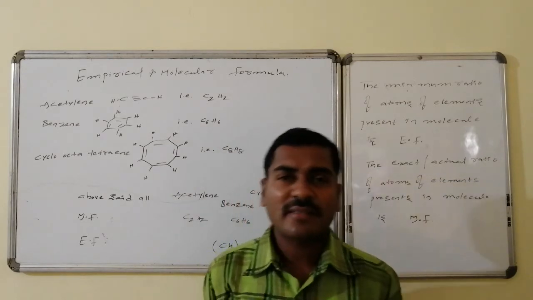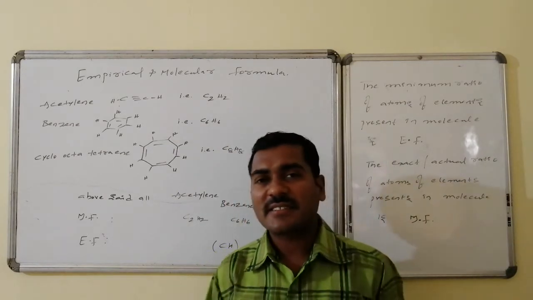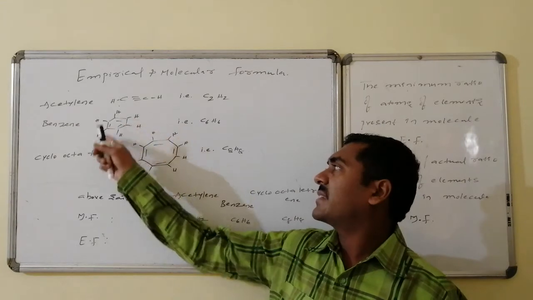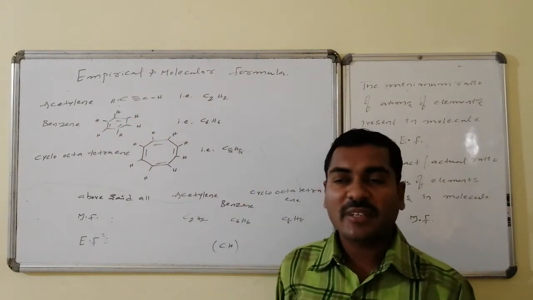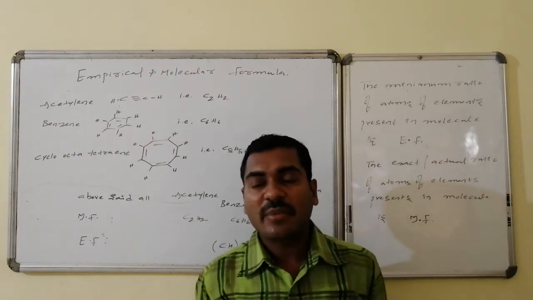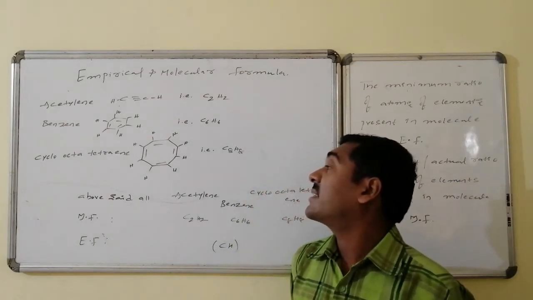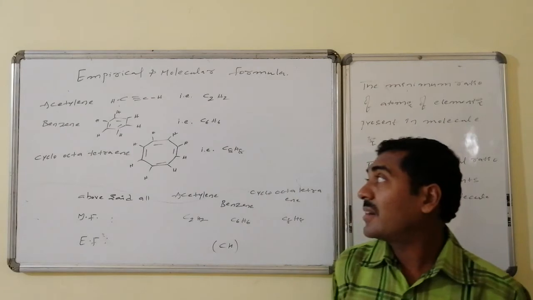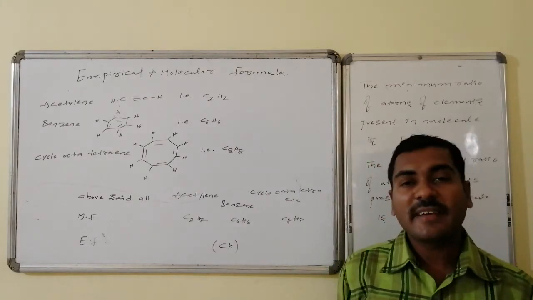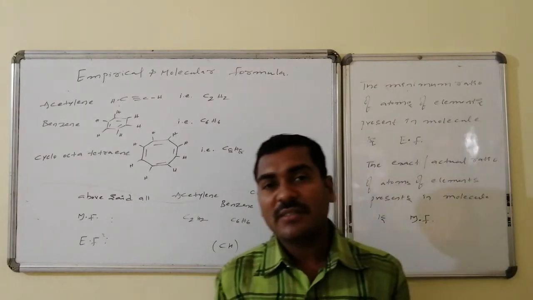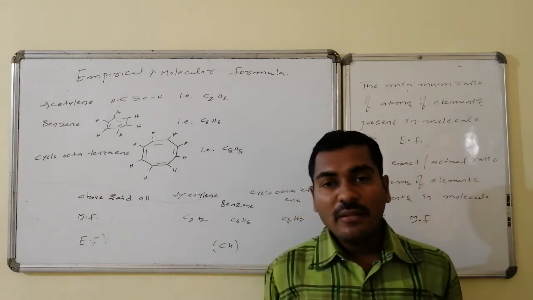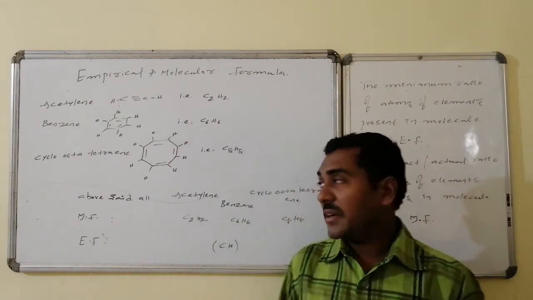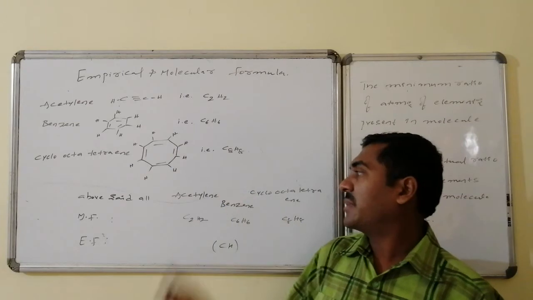Benzene, pretty familiar, C6H6, a cyclic structure, aromatic compound, where 6 carbon atoms are connected with alternating single and double bonds, and each carbon is connected to hydrogen. The corresponding formula is C6H6. And cyclooctatetraene has 8 carbon atoms with alternating single and double bonds, and each carbon is connected to hydrogen, that is C8H8.